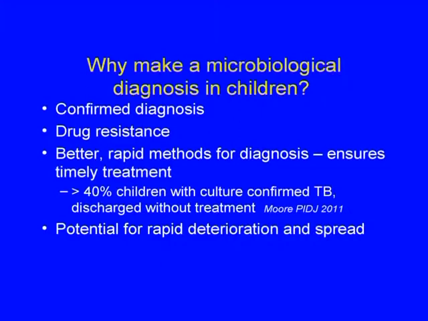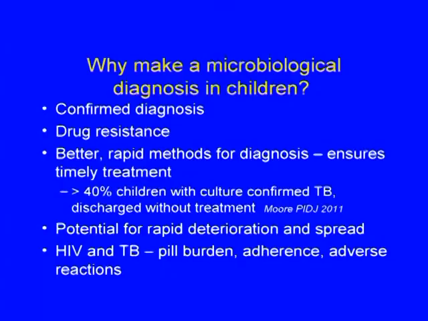They may be lost to follow-up. There may be transmission of the disease and so on. This is from a Baragwanath study, but there are other studies in KwaZulu-Natal and in Cape Town. Again, this is a startling figure. There's also the potential for rapid deterioration and spread, especially in very young children. Development of miliary TB and so on can happen quite quickly.